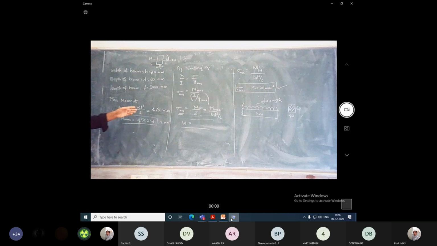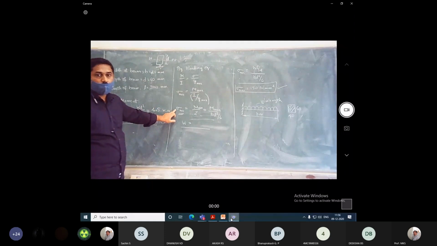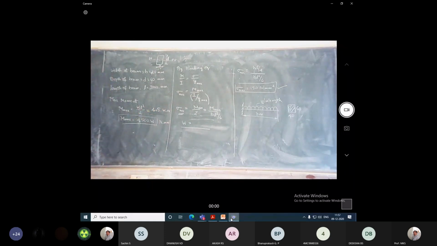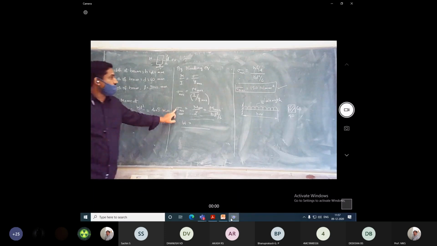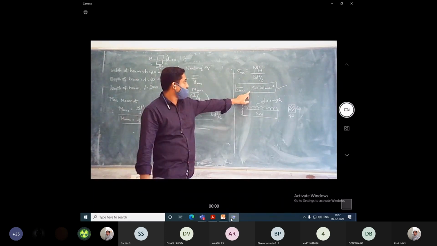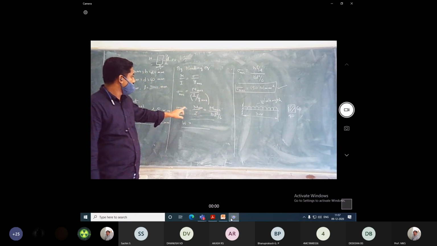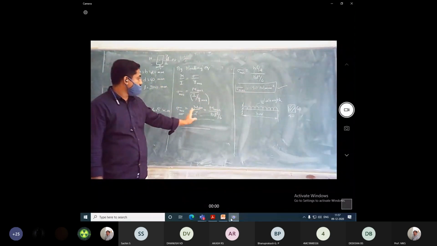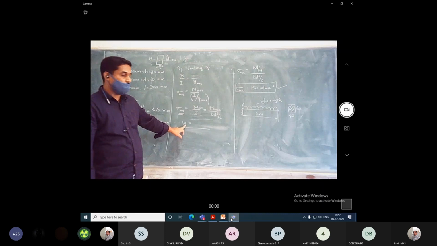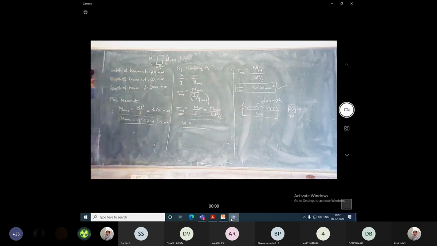You can write some sentence. Since the material of the beam for the cantilever and the simply supported beam is the same, sigma maximum will remain the same. So sigma maximum is 150. Substitute here from the previous simply supported case, and find out the unknown in terms of W, and find out W.